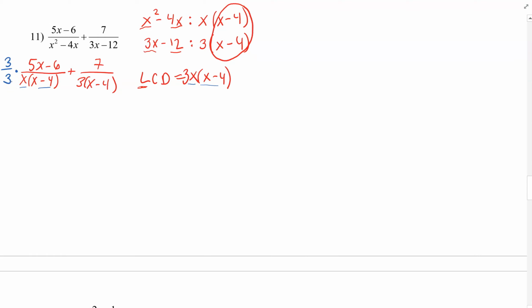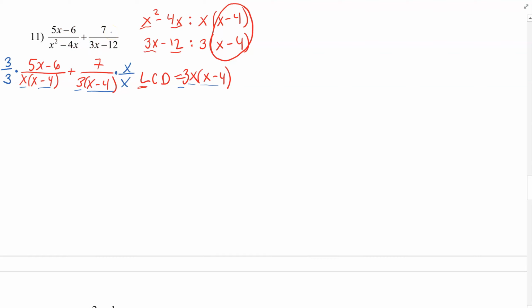And then the second fraction has the 3 and the x minus 4 from the LCD, but it's missing x. So I'm going to multiply the second fraction again by 1, right? I'm multiplying by 1 both times. And the reason why that's important is because I'm not changing the value of these fractions. I'm just changing the way they look. I'm changing their appearance, but in value, they will be the same. So I am legitimately adding these quantities because they're not changing in value.